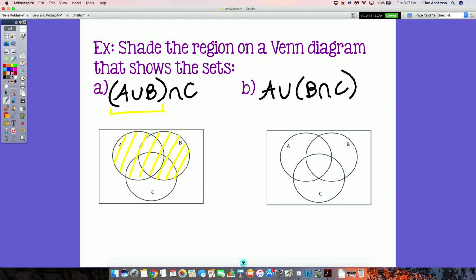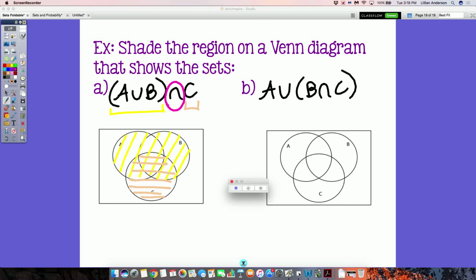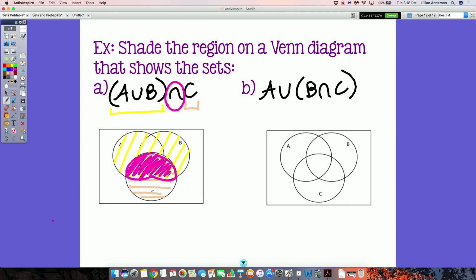Now what I'm going to do is I'm going to shade C. Okay? So I'm going to shade C with this ivory looking color. And that represents C. Now to put it all together to get your final answer, we need to do this here, which represents the intersection. What is the intersection between the yellow region and this tannish colored region? That's where they overlap, which is right in here. So what's shaded in the pink is actually your final answer. The pink represents A union B intersection with C.